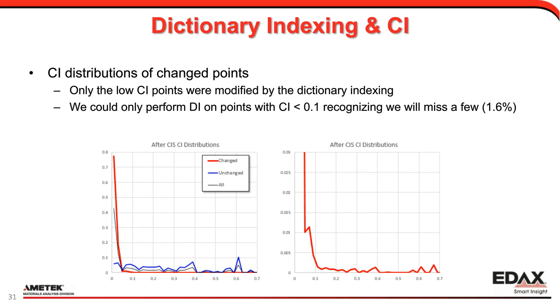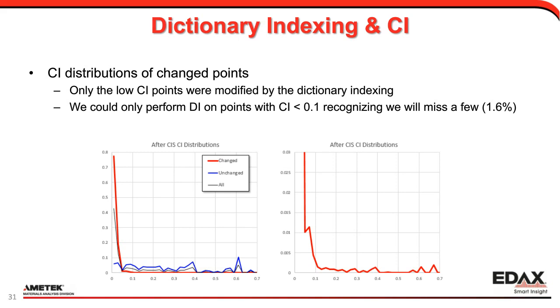So some points were the same and some points were different. And we wanted to look at the ones that were changed or modified by the dictionary indexing. And you'll notice, if you look at the changed ones in red, the majority of those are the low confidence index points, less than, in this case, looks like about 0.5. So what we could do is only perform the dictionary indexing on the points where the confidence index is low. We will miss a few because there were a few high confidence index points that were changed by the dictionary indexing approach.